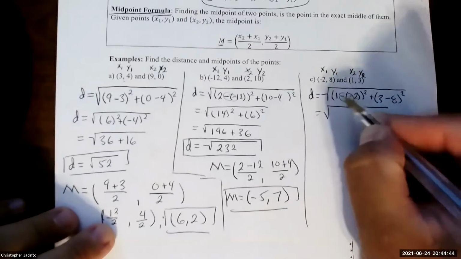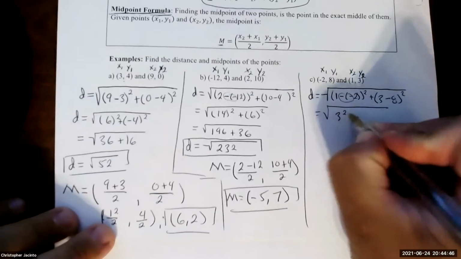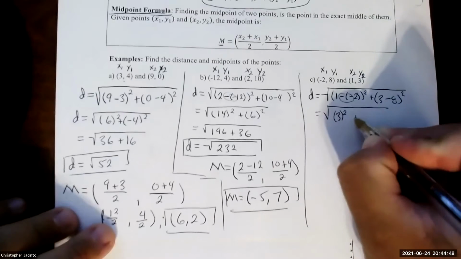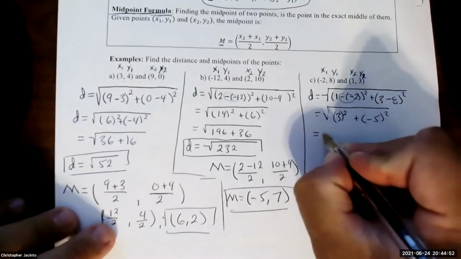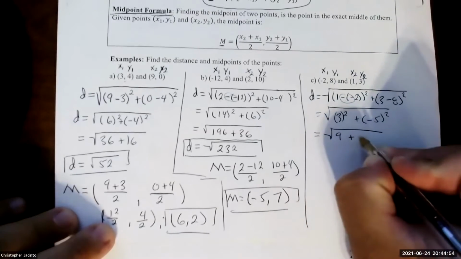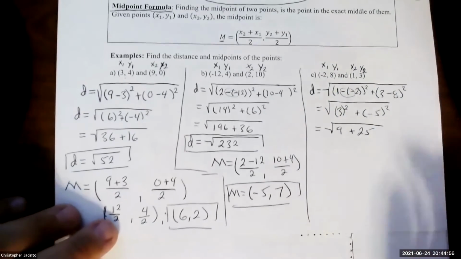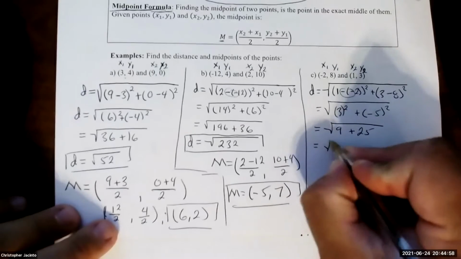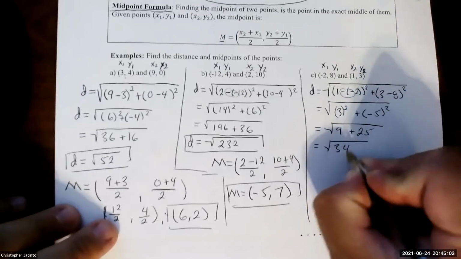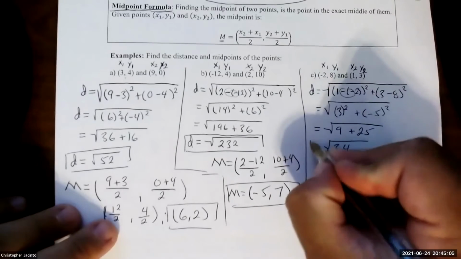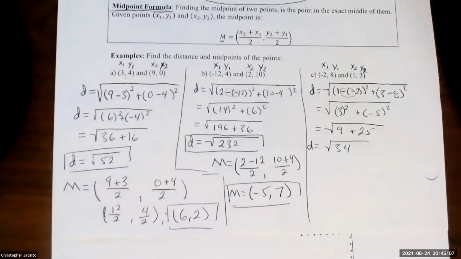So this becomes, again, positive. So that's going to be actually 3 squared. And this is going to be negative 5 squared. So 9 plus 25. And that gives you, what, 34? So there's your distance, square root of 34.